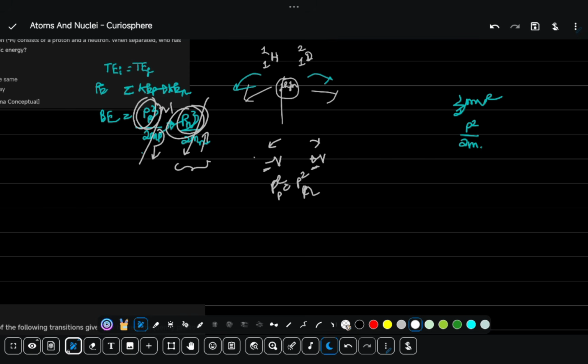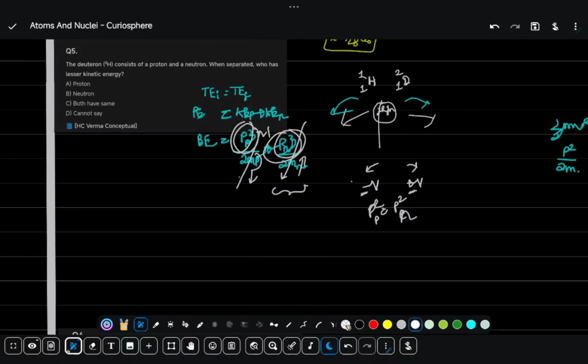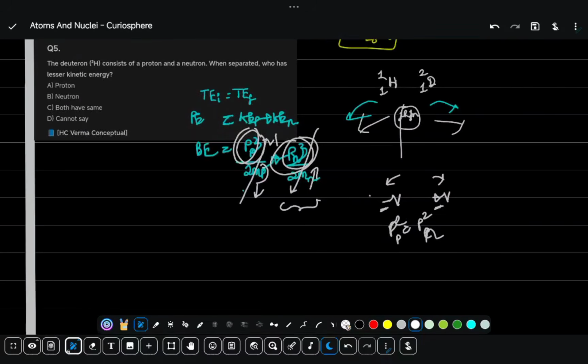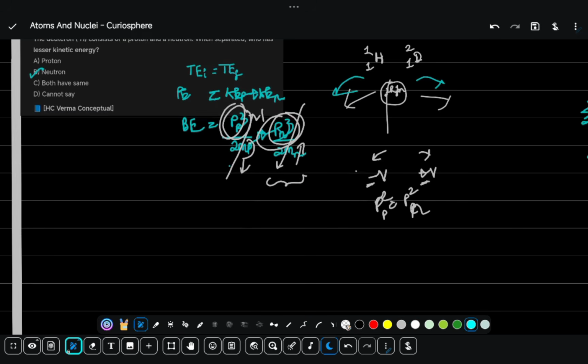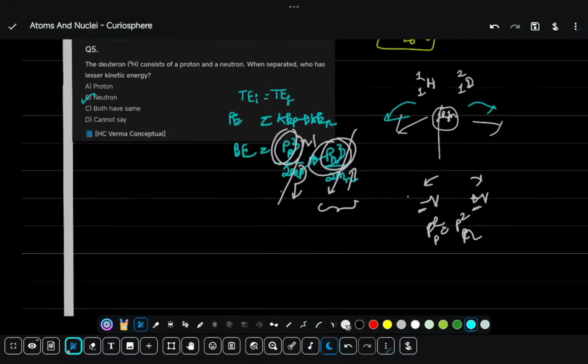The momentum of both the particles is the same according to the law of conservation of momentum. So now we have to compare only the masses, and that we have found already. This fraction of neutron gives a lesser contribution, so the answer must be a neutron. Yeah, it's exactly a neutron. This is an H.C. Verma conceptual question, but there are no heavy calculations involved.